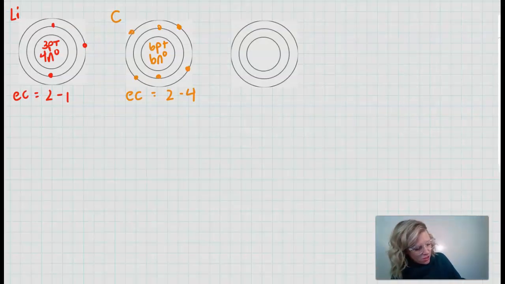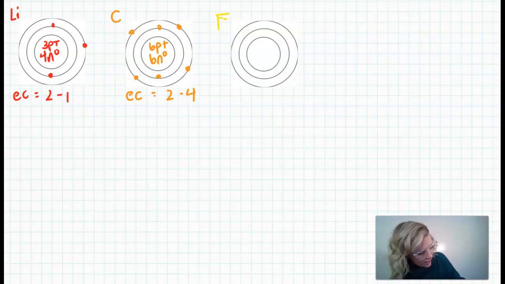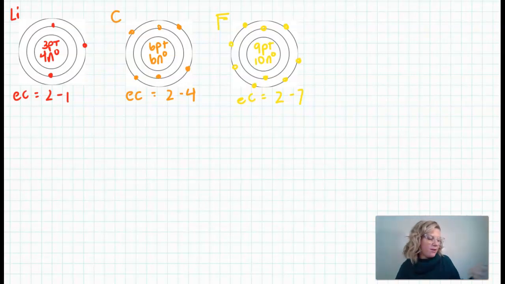And then our third and final for the period 2, let's do fluorine. It has 9 protons in the nucleus, 10 neutrons. It has an electron configuration of 2-7, so it has 2 electrons in that first energy level and 7 on the outside energy level.